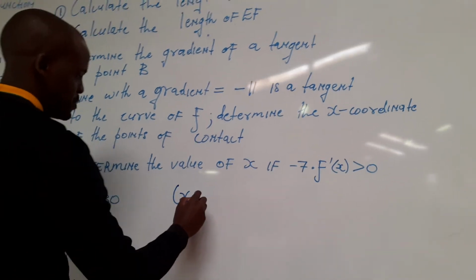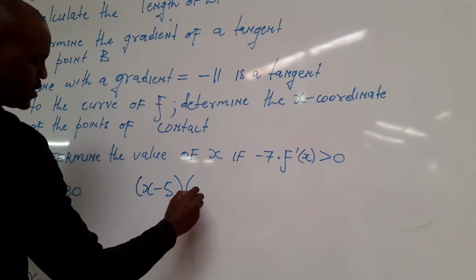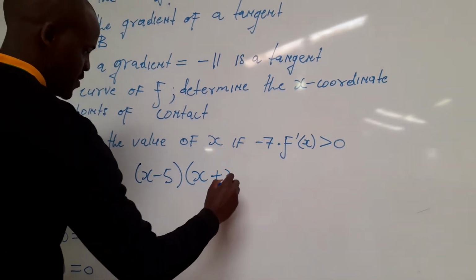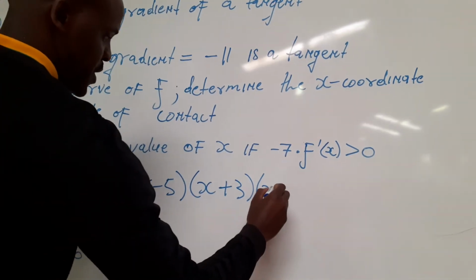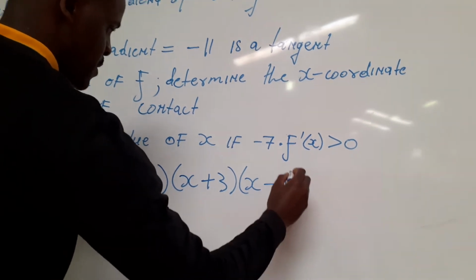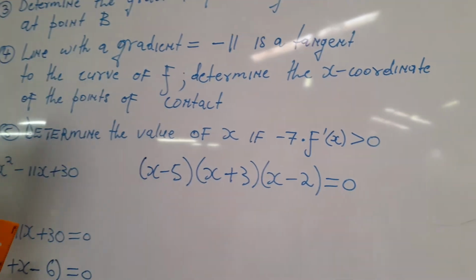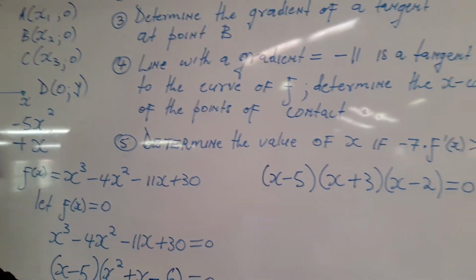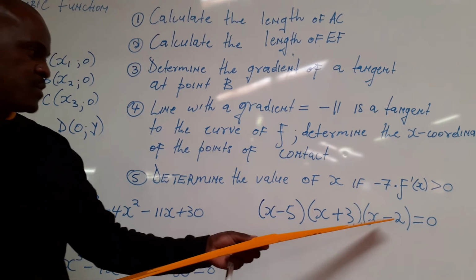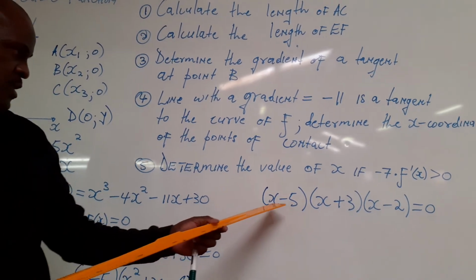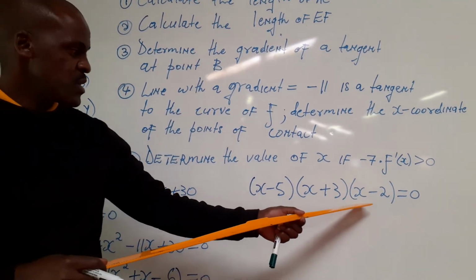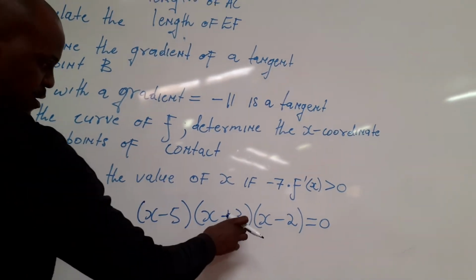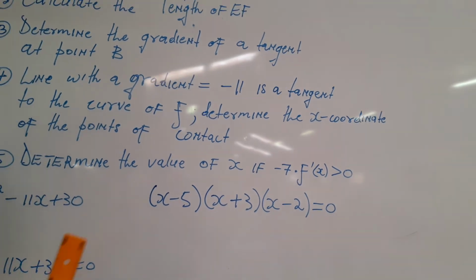And then from there, we factorize this completely. It's (x minus 5)(x plus 3)(x minus 2), which is equal to 0. It's 3x minus 2x to get x, and 3 times negative 2 is negative 6, and x times x is x squared. As you can see, we always use the factors of the constant term there.